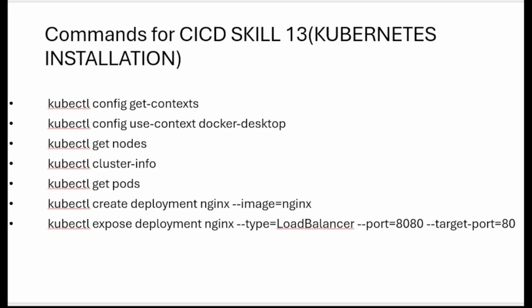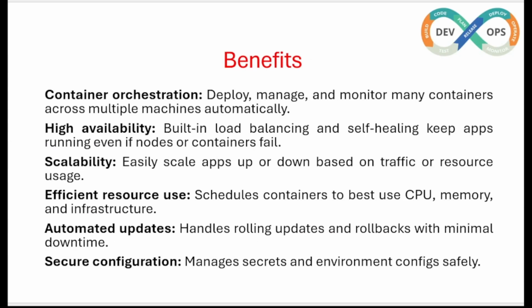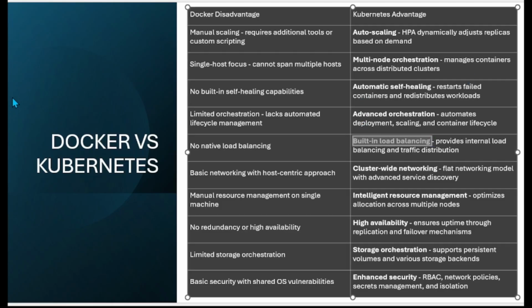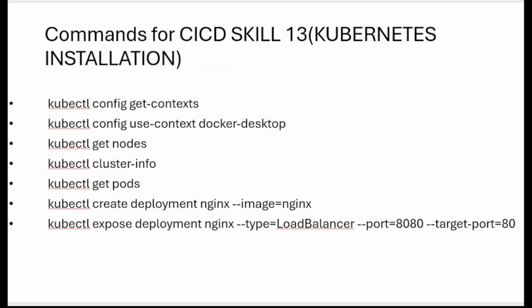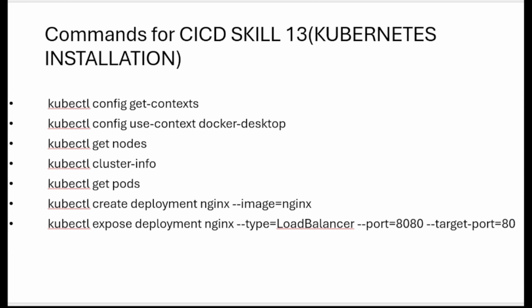Now we are creating the nginx server deployment. As we took Docker, we are creating an image named nginx. Basically, Kubernetes has built-in load balancing, so we use the load balancer type to expose the nginx deployment on port 8080 on the local machine, with a target port of 80.